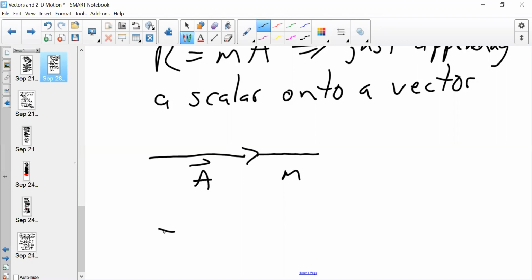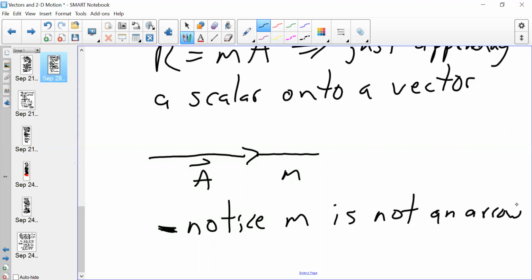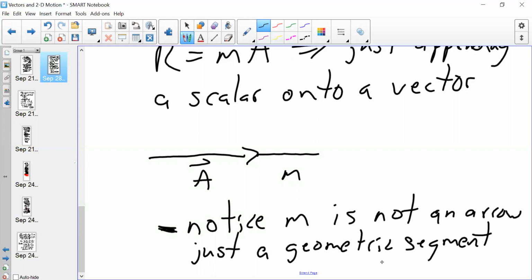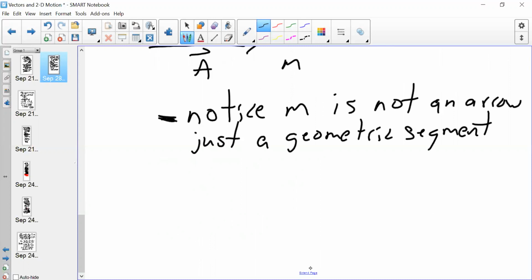So again, the scalar just is a value, just a number. It doesn't have an arrow to indicate it points anywhere. That's why I want to write this here. Notice that the scalar M doesn't even have an arrow; the line here is not an arrow, it's just a line, it's a segment. A little bit back to geometry, segments, lines, rays, but we're just incorporating them all at once.